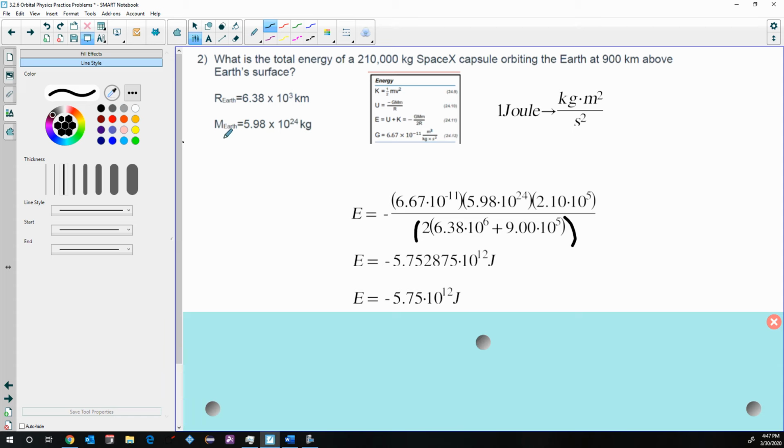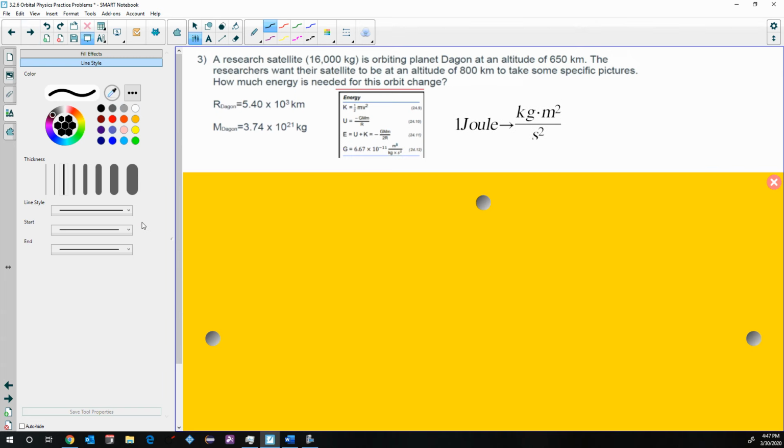All right, so then the next thing that leads us to is our last problem. Now we have a research satellite. It's a 16,000 kilogram one that is orbiting planet Dagon at an altitude of 650 kilometers. The researchers want their satellite to be at an altitude of 800 kilometers to take some specific pictures. How much energy is needed for this orbit change? So I need to be able to change orbits, right? If I know the total energy of the satellite at 650 kilometers, and I know the total energy of the satellite at 800 kilometers, can I just get the difference? That's going to tell me what that energy change is that I need to boost this thing.